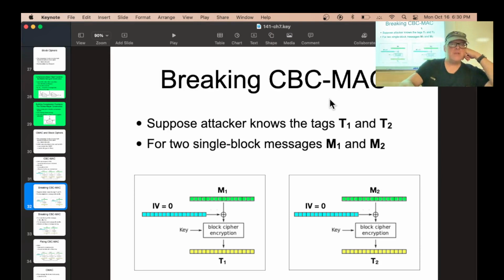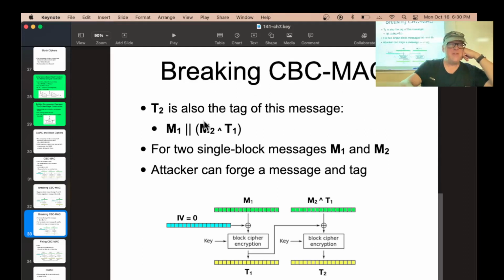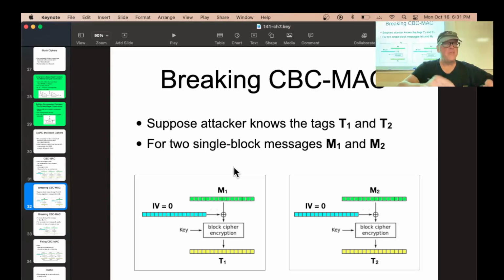You can break CBC-MAC because of the same old problem, this XOR operation. If you know the tags T1 and T2, the tags for two single-block messages M1 and M2, then the tag of M2 is also the tag of M1 appended to M2 XOR T1. The problem is that, just like when you attack cipher block chaining with padding oracle, it was this XOR operation here that made the trouble.